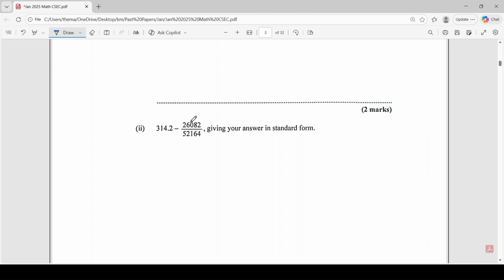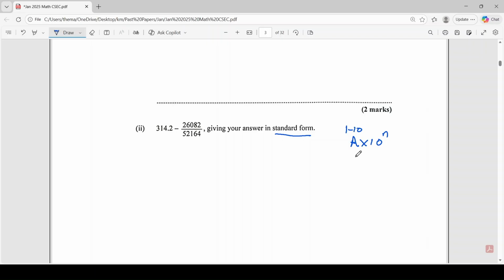314.2 minus 26082 over 52164, giving your answer in standard form. That's why we want a standard form. A standard form is where we write a number a multiplied by 10 to the power n. A must be a number between 1 and 10, and n is how many places we move the decimal point.